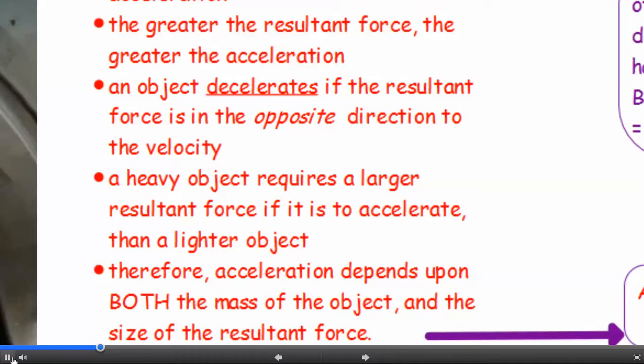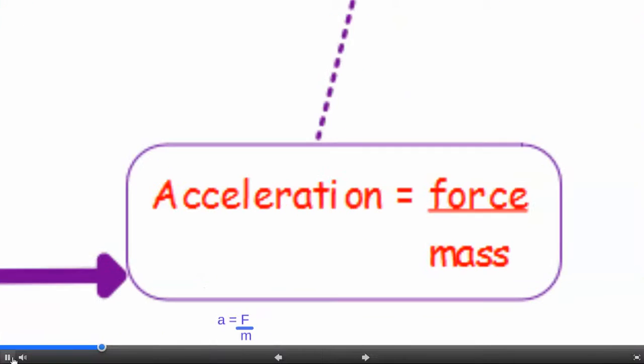Now, it stands to reason that a heavy object requires a larger resultant force if it's to accelerate than a lighter object does. So therefore, acceleration depends upon both the mass of the object and the size of the resultant force. And this can be put into another equation. Acceleration equals force divided by mass. And this is another equation that's found on your physics equation sheet.